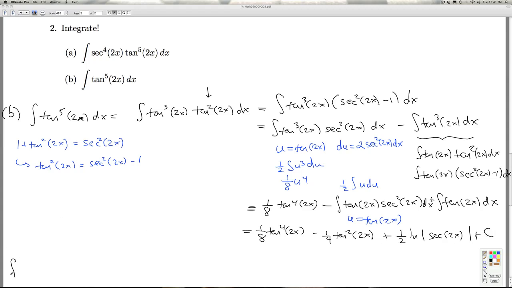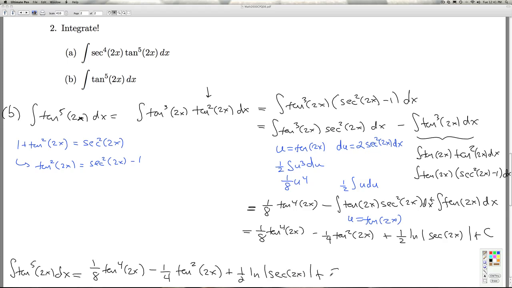Alright, so for my final answer here, the integral of tangent to the 5th of 2x dx, after a couple exchanges of tangents for secants, is 1/8 tangent to the 4th 2x minus 1/4 tangent squared 2x plus 1/2 natural log absolute value secant 2x plus c. So that'll do it for part B, and that'll do it for checkpoint quiz 8.